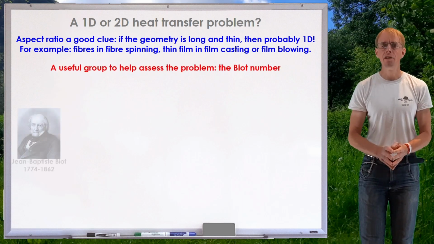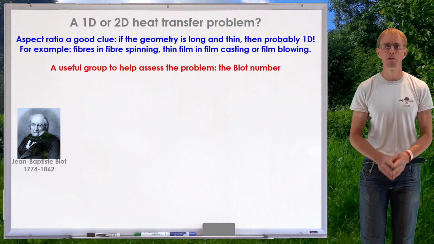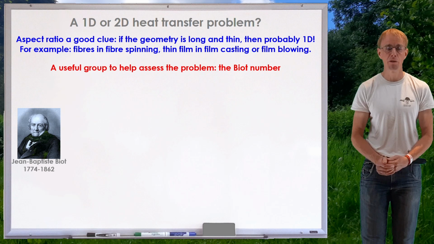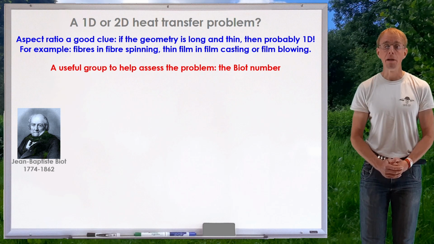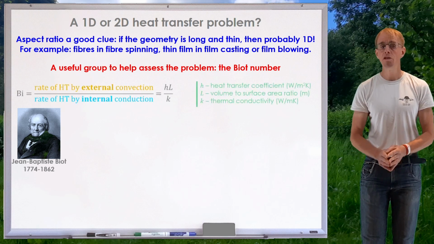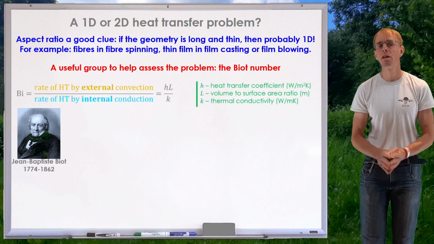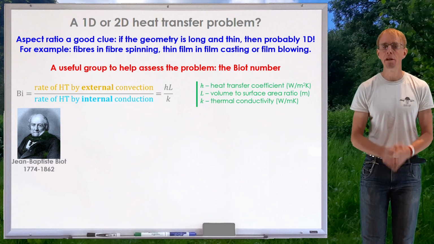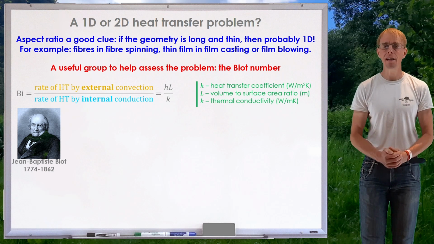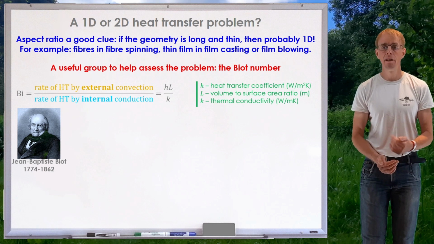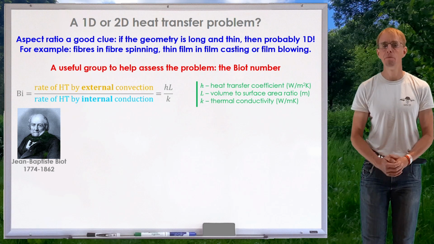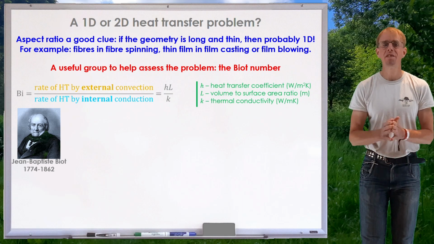If we want to formalize this, then there's a non-dimensional group that we can use to help us called the Biot number, named after Jean-Baptiste Biot, who was a Frenchman, and he was a heat transfer person who lived a very long time ago, but he pioneered the use of a ratio. And this ratio is very simple. It's the rate of heat transfer by external convection divided by the rate of heat transfer by internal conduction. And we can simply write it as h, the heat transfer coefficient, times L, my surface to volume area ratio, which has units of meters, divided by k, my thermal conductivity. So let's think what this actually means for us.